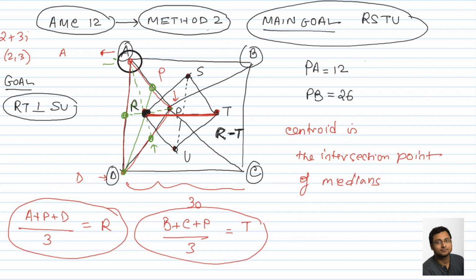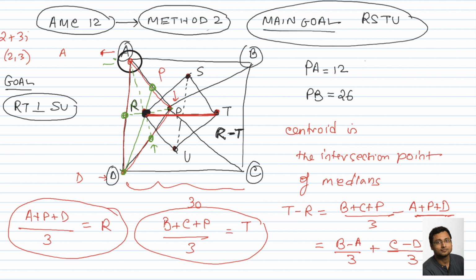Let's find out T minus R. So T minus R is simply B plus C plus P by 3 minus A plus P plus D by 3. So what do we have here? We have the P and P cancels. So we have B minus A by 3 plus C minus D by 3.